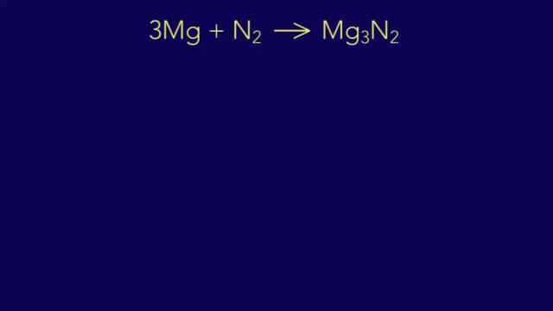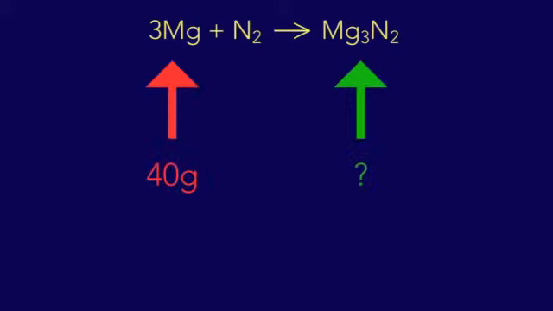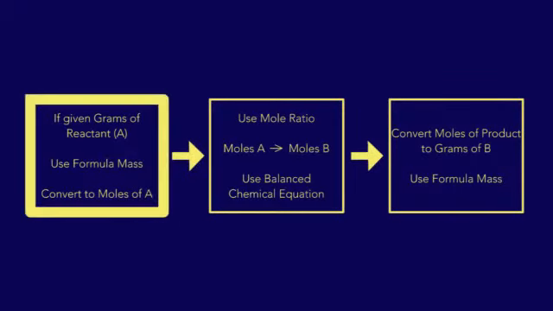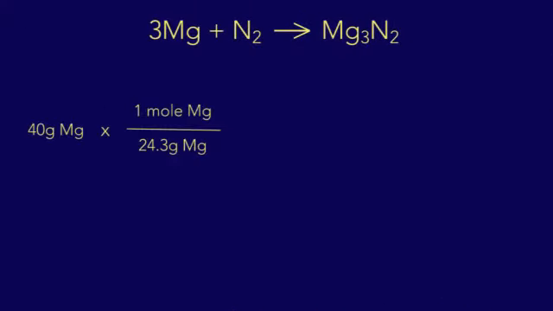All right, cool. I think we're ready to work one quick problem. Let's say we have 40 grams of magnesium and want to know how much magnesium nitride we will make. Start by writing what we are given. The chart says that we'll need to convert to moles of reactant first. Now remember, we use the periodic table to find the formula mass. The formula mass for magnesium is 24.3 grams per mole. If we stop the calculation here, we get moles of reactant.